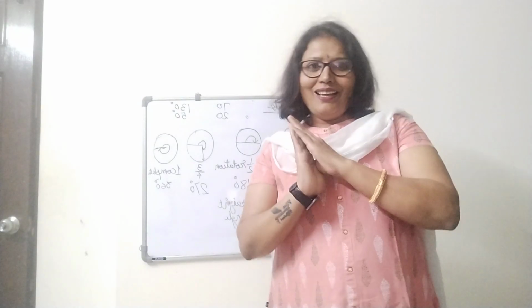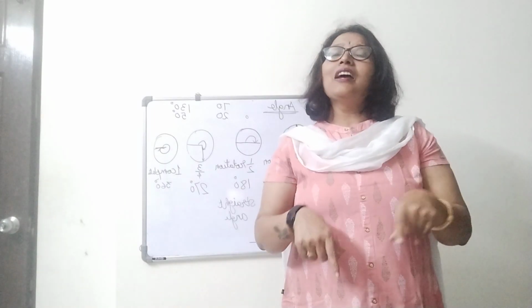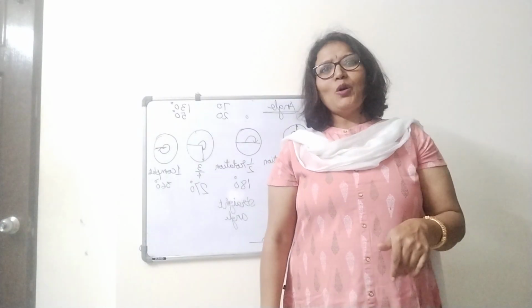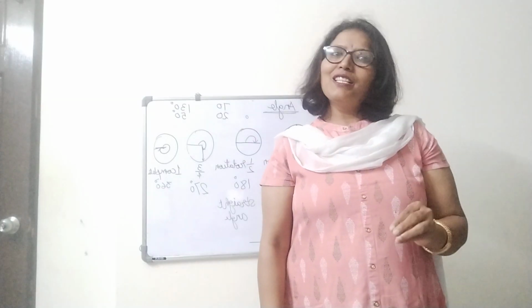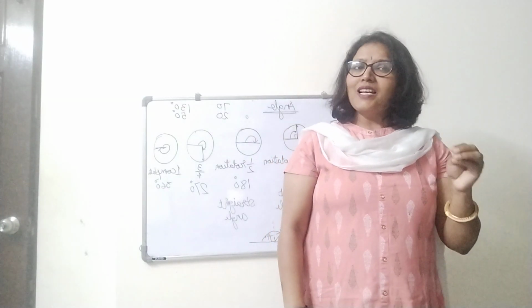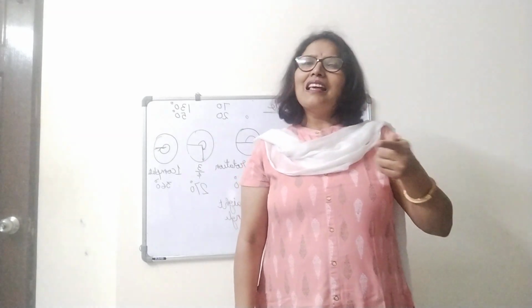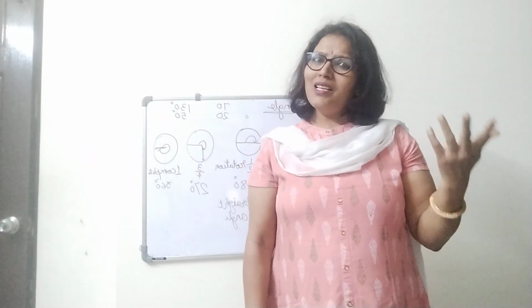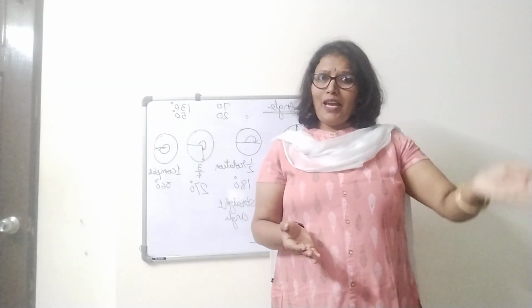Then we came to the angles. What is an angle? When two rays meet at a common point, that common point is called a vertex, and that type of figure is called an angle. Angles are measured in degrees. The symbol is a little L shape that we use to show the angles. Also we saw the rotation of the angles.